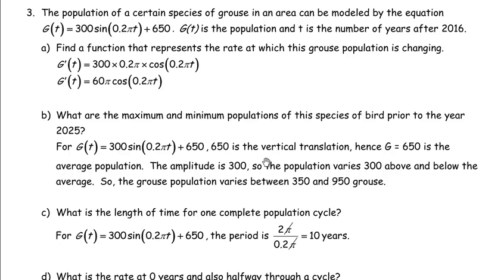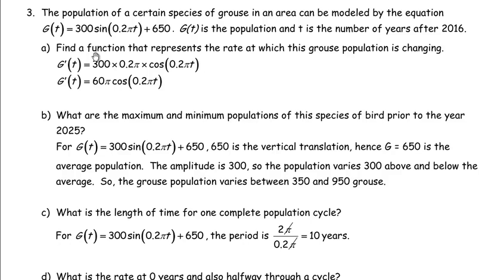Flipping over to question 3. In question 3, the population of a certain species of ruffed grouse in an area can be modeled by the equation g of t equals 300 sine 0.2 pi t plus 650. g of t is the population and t is the number of years after 2016. So g is population, t is the time in years.